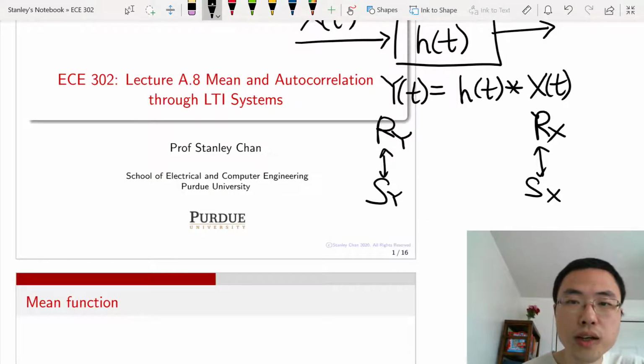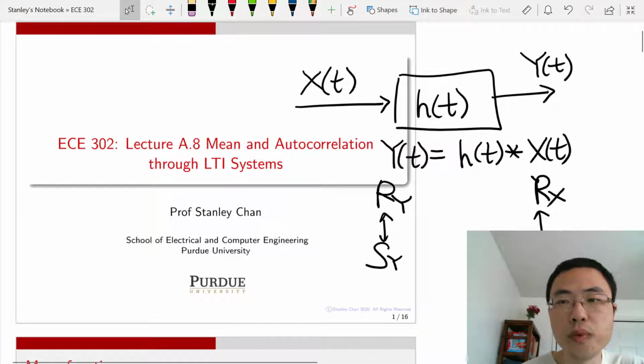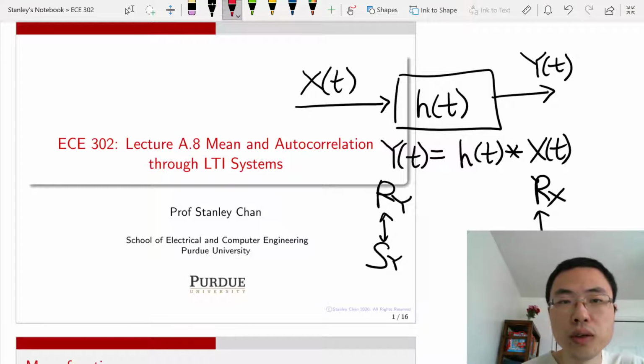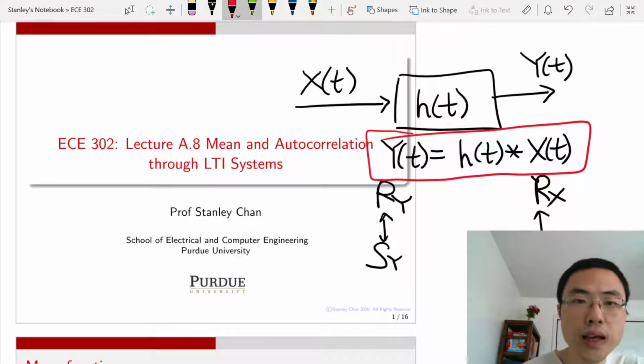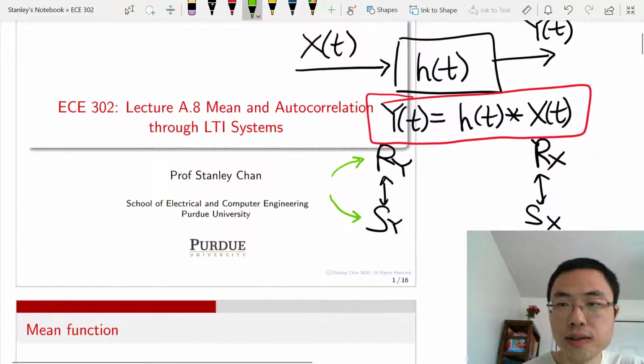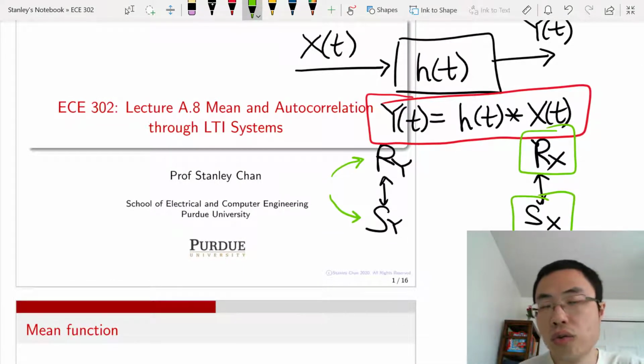Okay, so today's lecture, the goal is to talk about this particular problem where we assume that y equals the convolution between x and h. And then we're going to look at the autocorrelation function of y and also the power spectral density of y. Now, on the right-hand side of this equation, you can see that we have Rx and Sx. These are known. This is at least our assumption that we know that they are available.